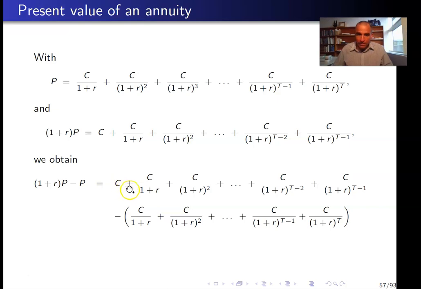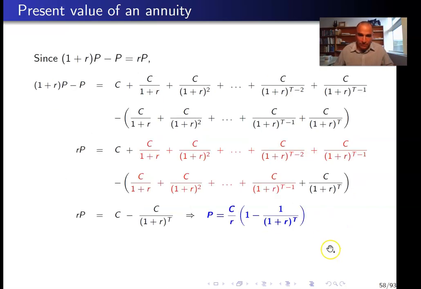Okay, there's C plus C over 1 plus r plus C over (1 plus r) to the power 2. This guy minus this guy, 0. This guy minus this guy, 0. This guy minus that guy over here, 0. This guy minus this guy, 0. So there's going to be only two terms left. See all the terms in red here.